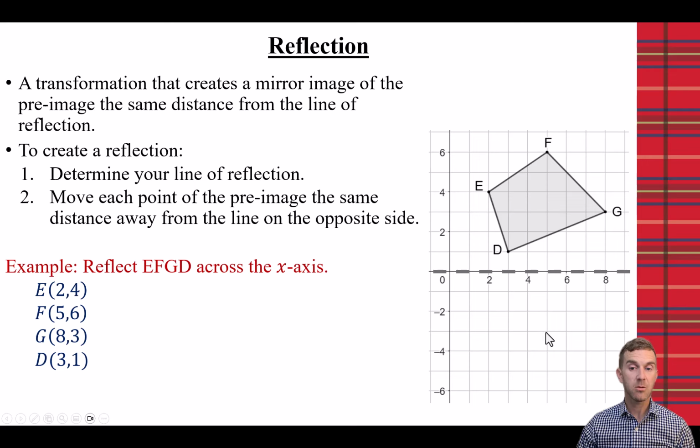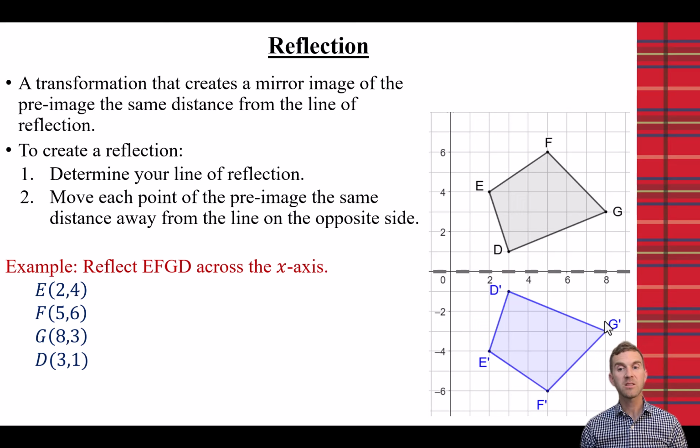F is 6 units up, so I want to come 6 units down. G is 3 units up, so I want to come 3 units down. And that's often one of the reasons why we do this using the axes, because it's very easy to manipulate and understand how do I create that distance.